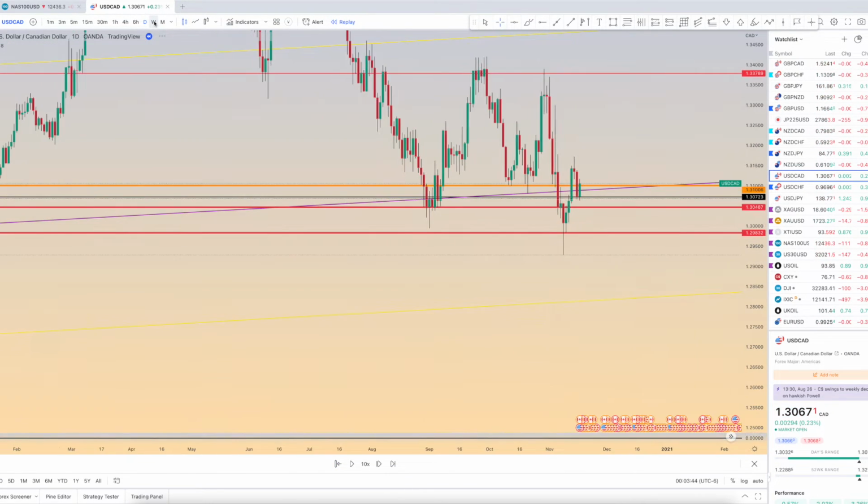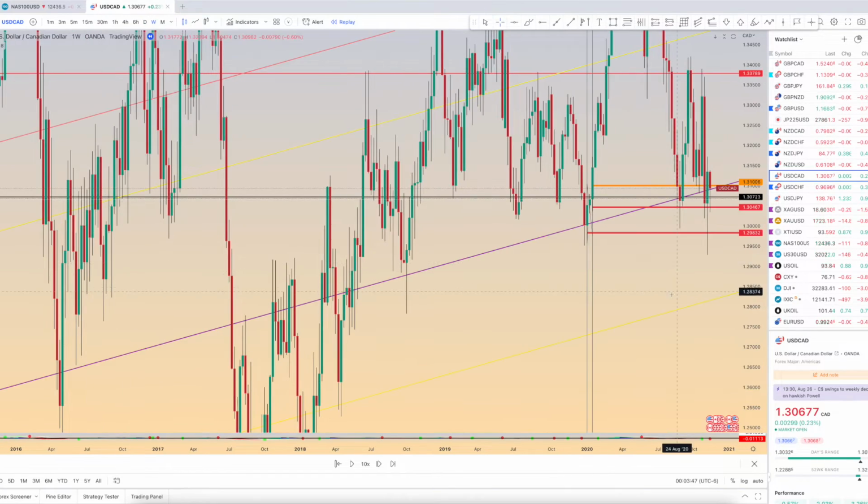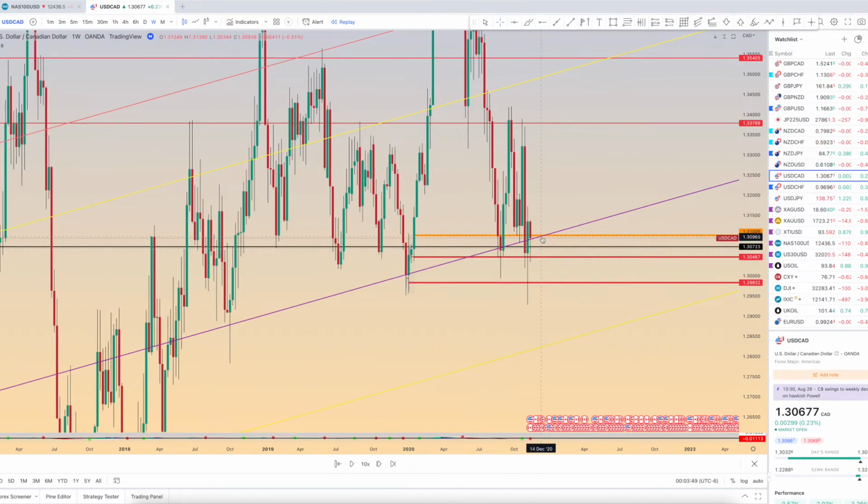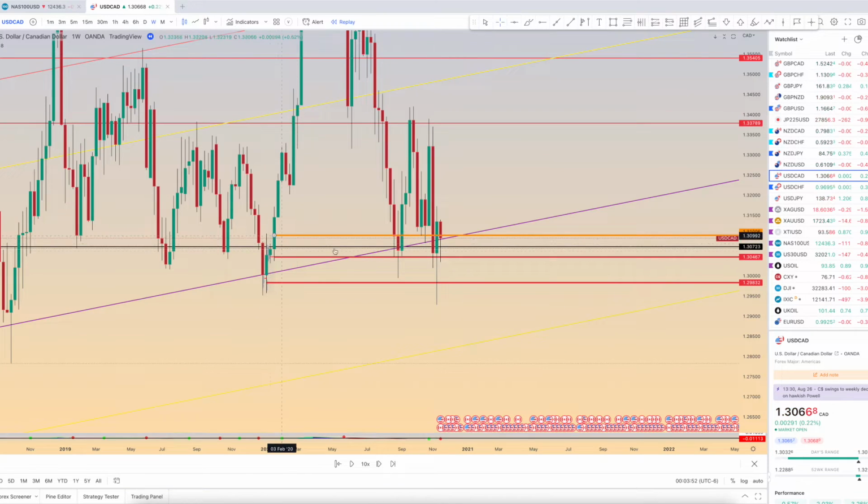Just making sure I'm gonna pop on the weekly so I have the right spot. And yes, that's exactly where we were looking at, right? What caused all these movements here based on that? So let's move forward.